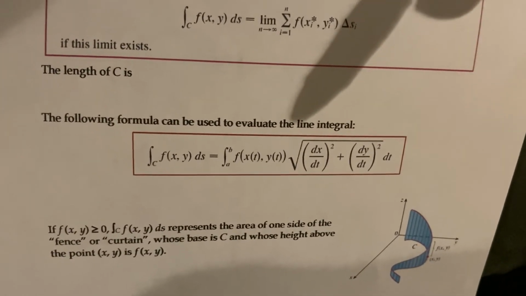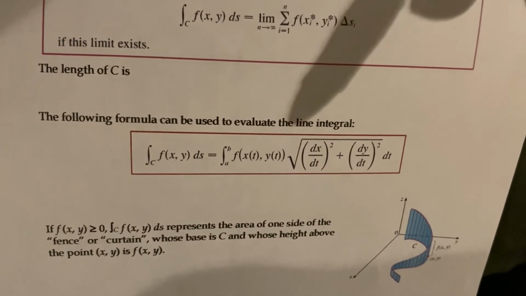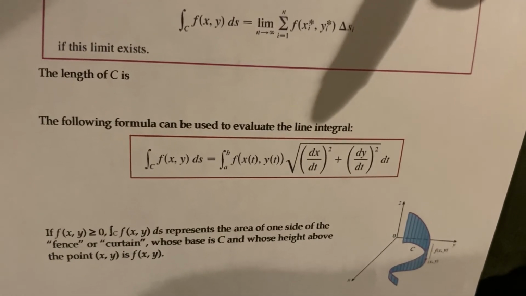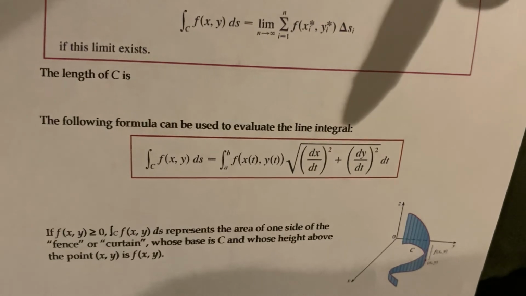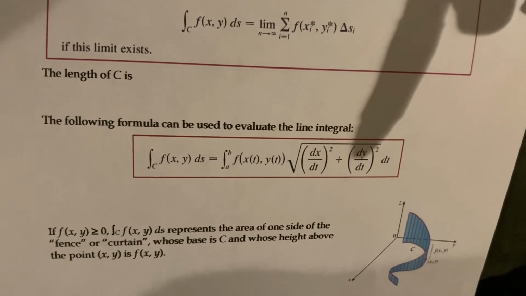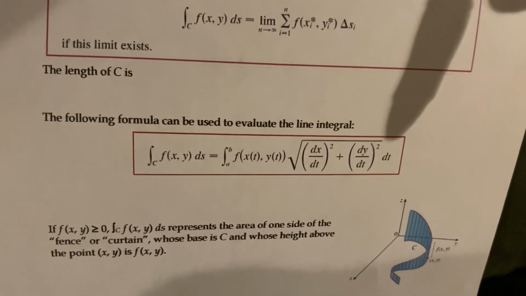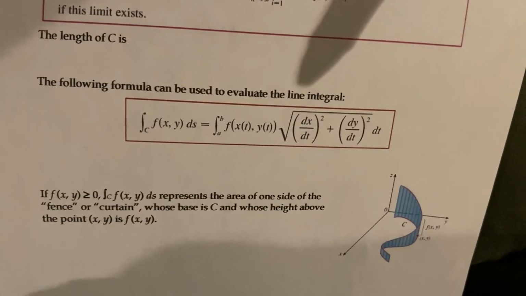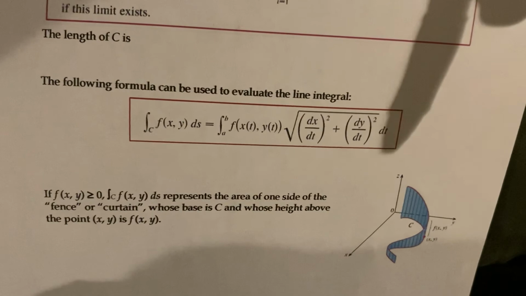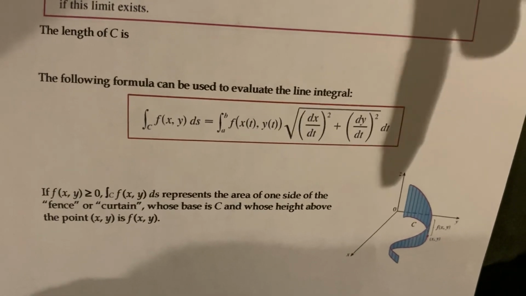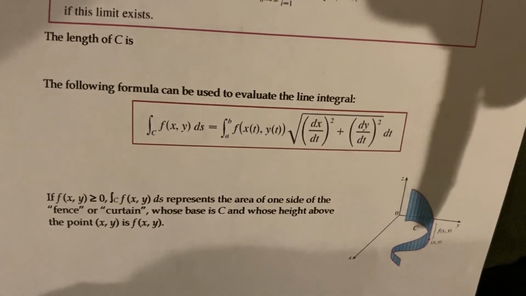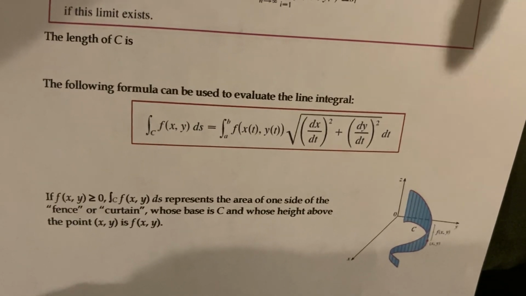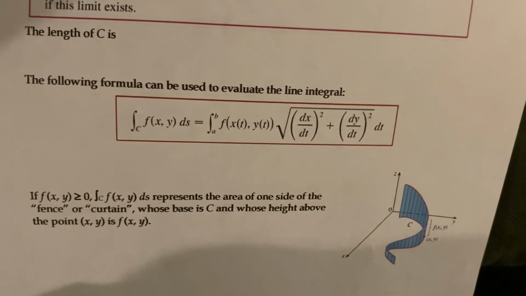And so since ds is arc length, it's the square root of the derivative of x with respect to t squared plus the derivative of y with respect to t squared, dt, and then we're going to be able to evaluate. And so what this is telling us is that the area underneath our curve is going to be defined by this equation for line integrals. And this is what we're going to base everything off of today.